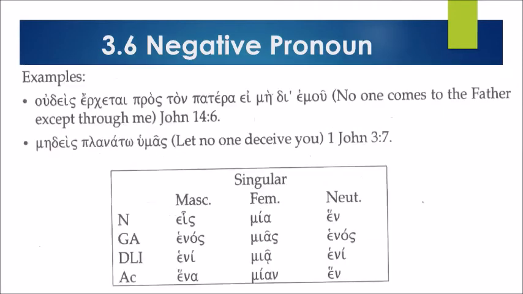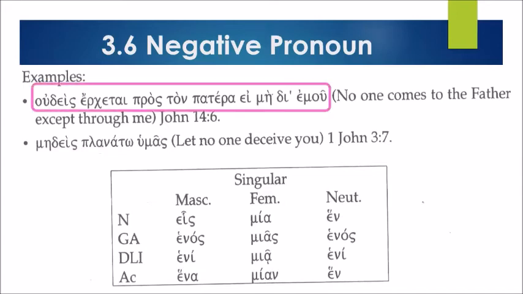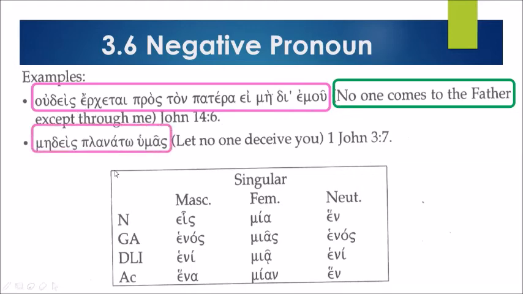So let's proceed to the examples. Let's read the sentence: oudeis erchetai pros ton patera ei mē di' emou, means no one comes to the Father except through me. So you can see here, no one, oudeis, it's a negative pronoun. Next example is mēdeis planatō humas. It means let no one deceive you. It's found in 1 John 3:7. Mēdeis, let no one.